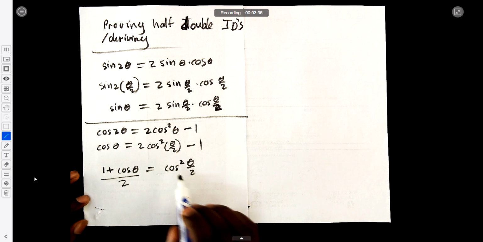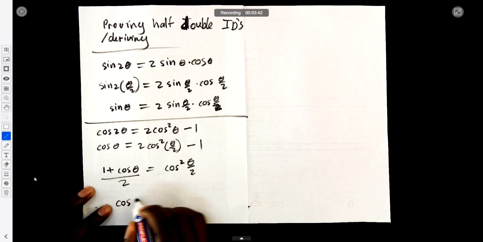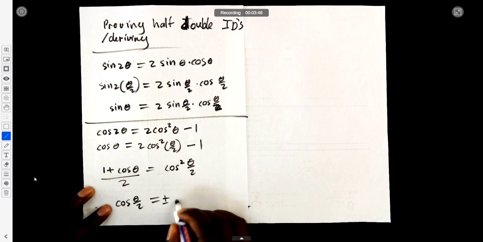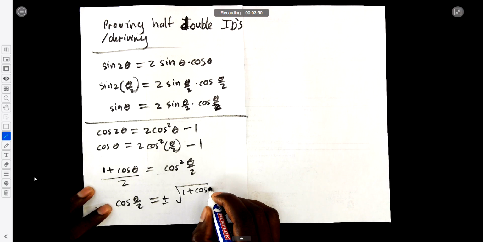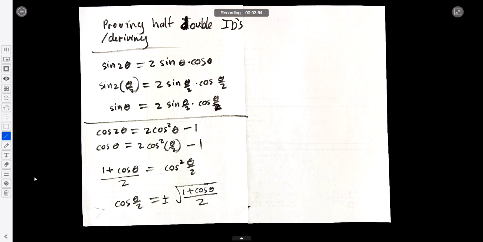So we want to get rid of the square. How do we get rid of the square? We apply a square root, isn't it? So applying a square root, we'll have cos theta over 2 equals plus or minus the square root of 1 plus cos theta, all divided by 2. So that is our half identity. So cos theta over 2 equals plus or minus root of 1 plus cos theta over 2. So that's how we prove it.